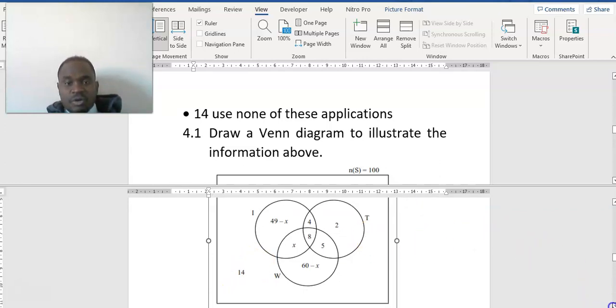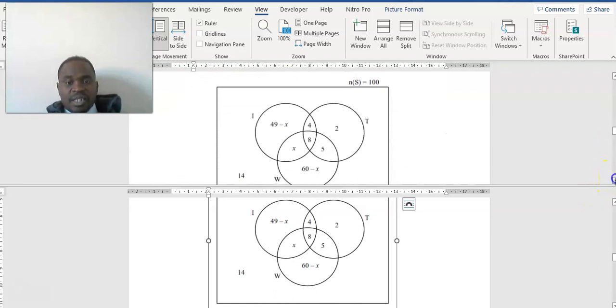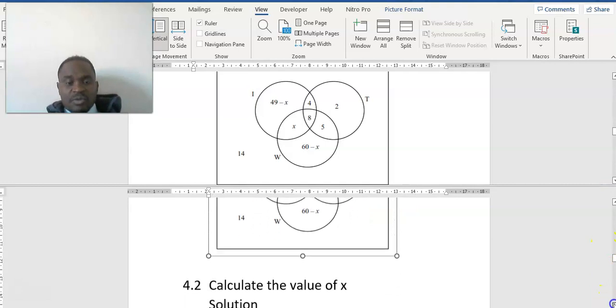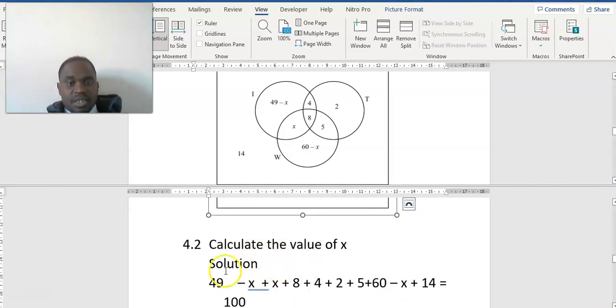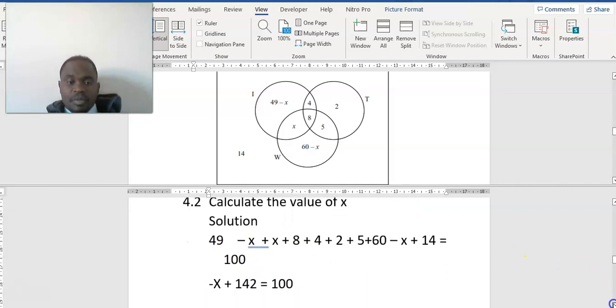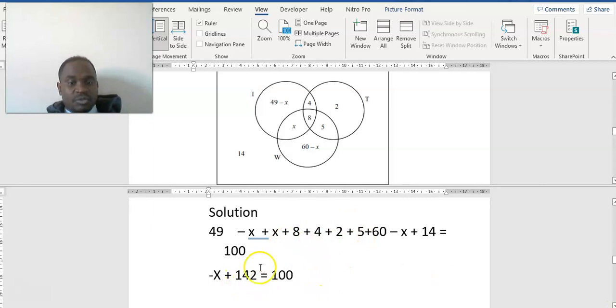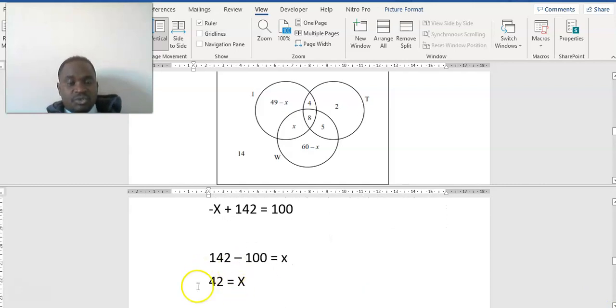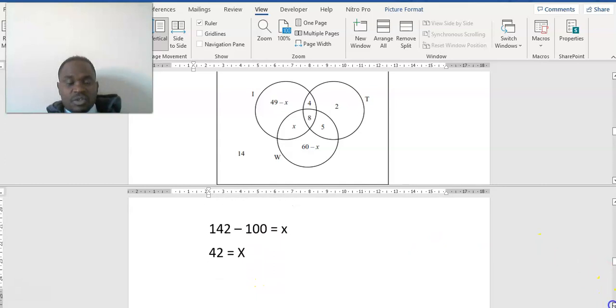Then the next question says we should solve for what? X. We should solve for x. Find the value of x. So that is where we use this equation. So let me just repeat. So the first is 49 minus x plus 8 plus 4 plus 2 plus 5 plus 60 minus x plus this 14. It should be equal to what? 100. So here, if I simplify this, I'm going to get 142. We add the like terms. These are like terms. So I'm going to get minus 2x. And if I simplify this, I'm going to get 42. So x is equal to what? 42.